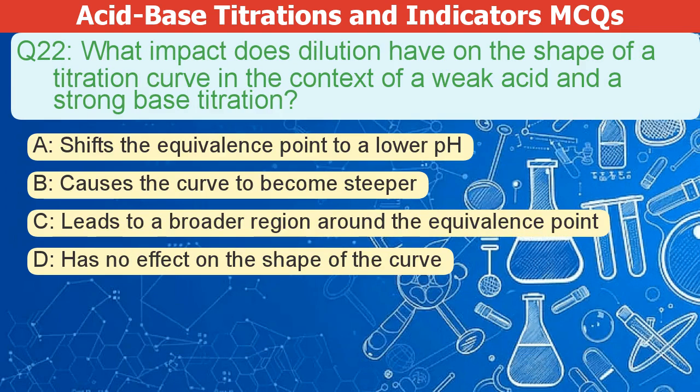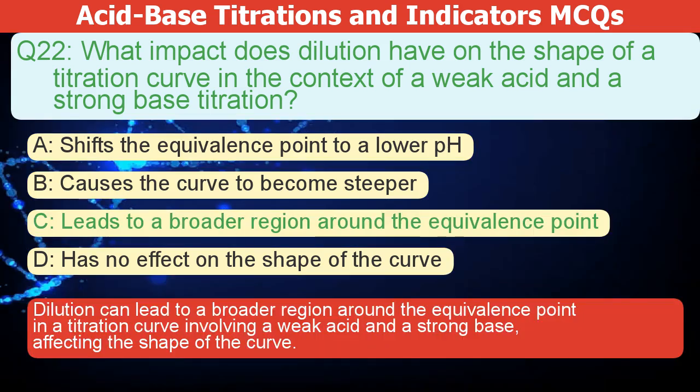What impact does dilution have on the shape of a titration curve in the context of a weak acid and a strong base titration? A. Shifts the equivalence point to a lower pH. B. Causes the curve to become steeper. C. Leads to a broader region around the equivalence point. D. Has no effect on the shape of the curve. The correct answer is C. Dilution can lead to a broader region around the equivalence point in a titration curve involving a weak acid and a strong base, affecting the shape of the curve.